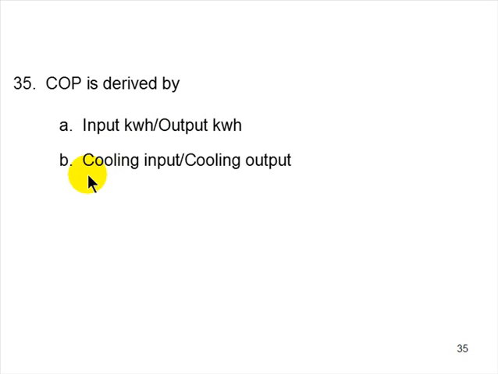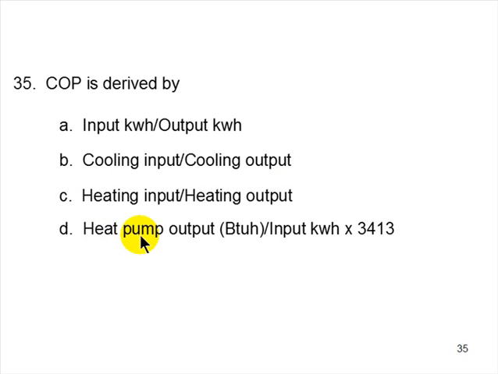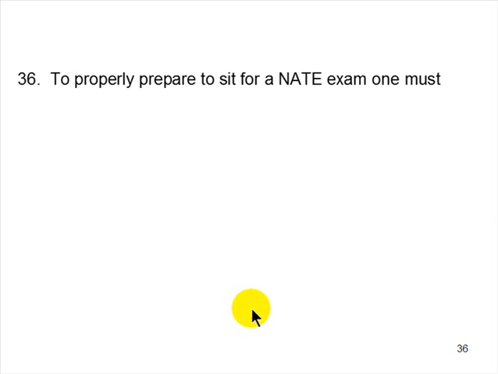35. COP is derived by input KW divided by output KW. This is one of those questions. Cooling input divided by cooling output. Heating input divided by heating output. Heat pump output in BTUs divided by the input kilowatt times 3413. What's the answer? That should look familiar because we just talked about that. Useful output in BTUs divided by input in BTUs. Taking the kilowatt and multiplying it by 3413 gives you BTUs. All right? So it's output BTU divided by input BTU is the bottom line.